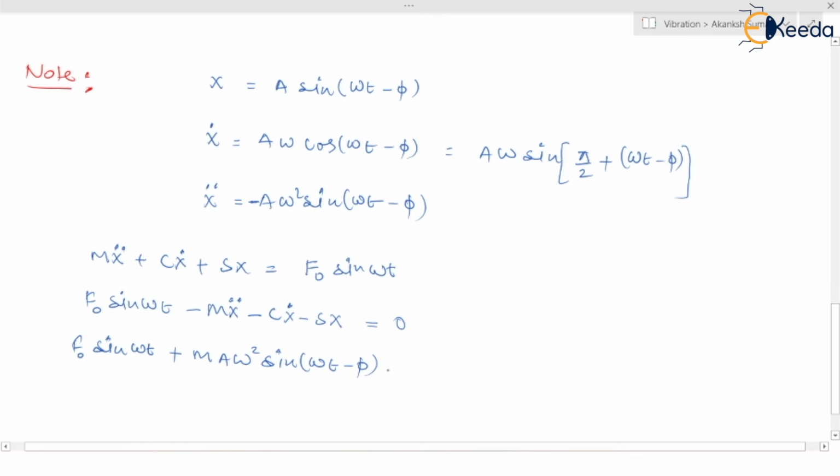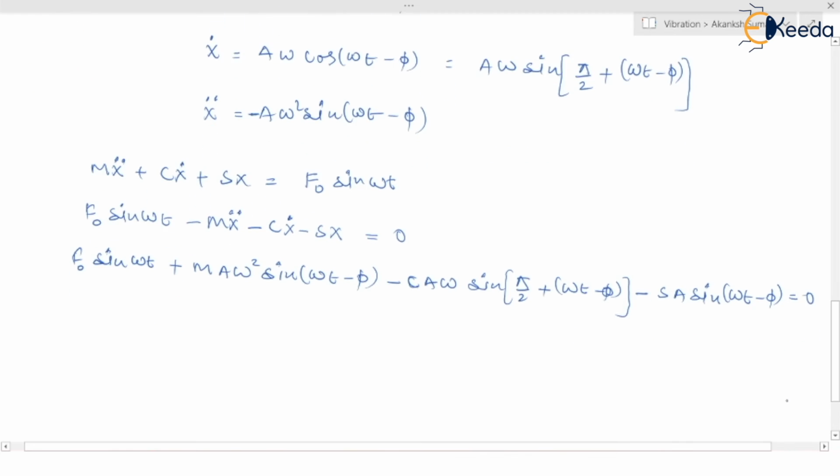Now this would be minus c, and what is the velocity value? That is c a omega sin(pi by 2 plus omega t minus phi), and minus s. What is the value of x? That is a sin(omega t minus phi). So we are just putting the values in directly, is equal to 0.